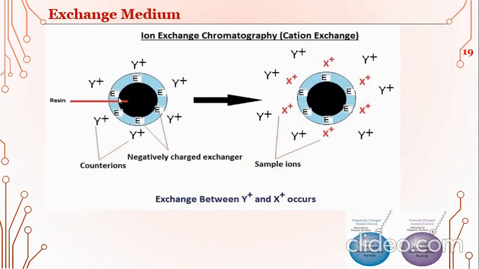Okay, so there will be cation exchangers, the negatively charged exchangers. These are cation exchangers because they will exchange cations, the positive charges. These are sample ions, the X, the positively charged. They are sample ions, and they are counter ions. So these counter ions will be replaced by the sample ions.